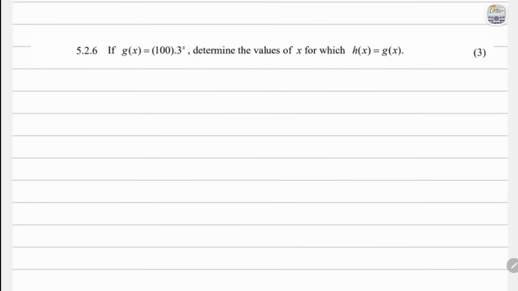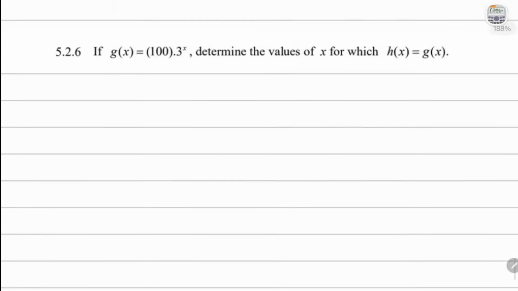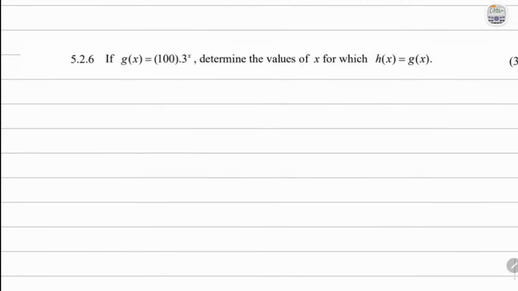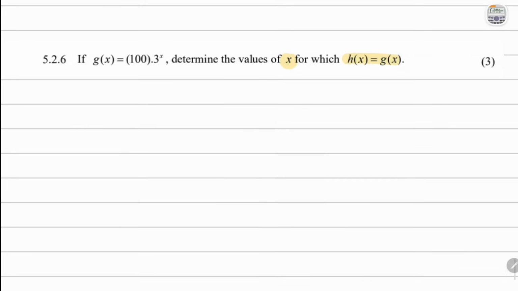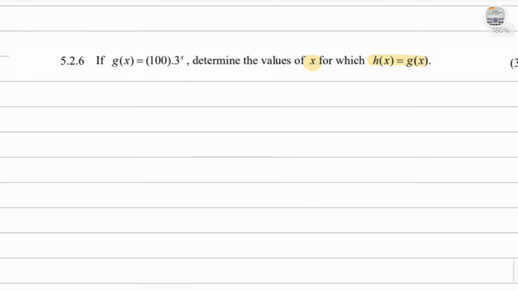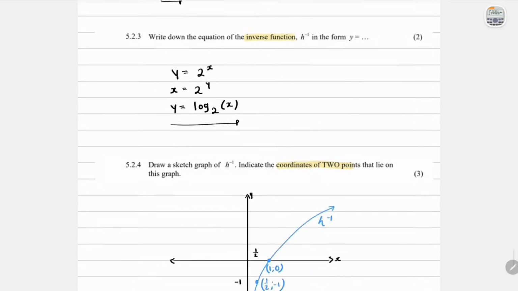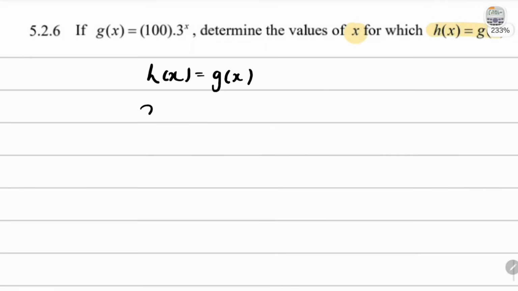Question 5.2.6 says, if g(x) = 100 multiplied by 3 to the power of x, determine the values of x for which h(x) = g(x). Okay, and this is for 3 marks. So we can just make the equations equal and then determine the values of x for which these two graphs are equal. So we're saying that h(x) = g(x). Now we know that h(x) is 2 raised to the power of x. We already found that equation. So this is 2 to the power of x equals 100 multiplied by 3 to the power of x.